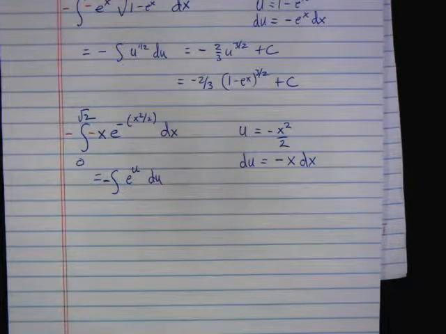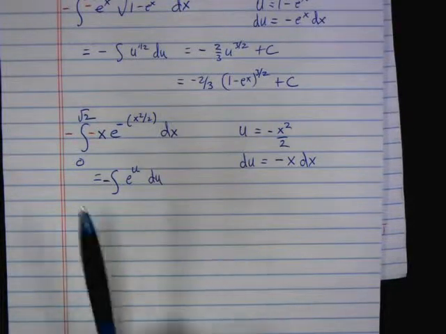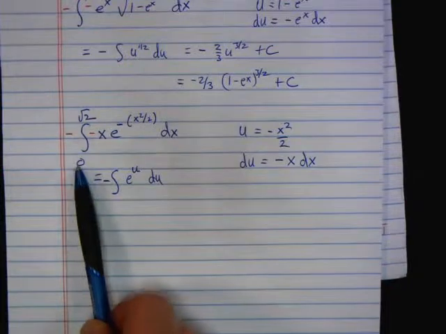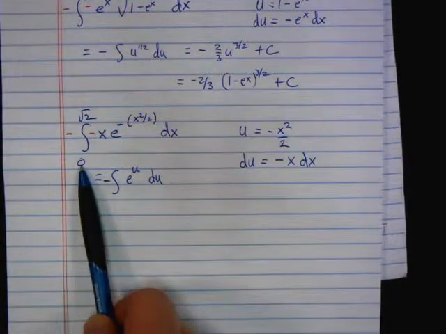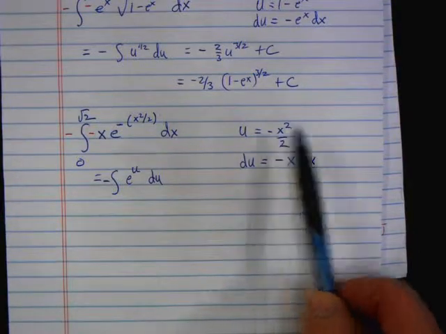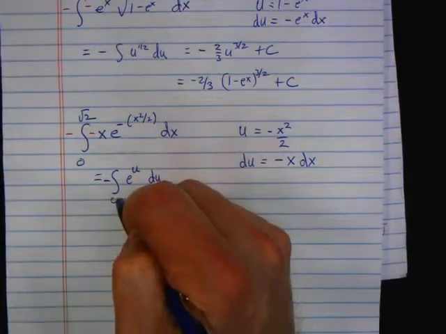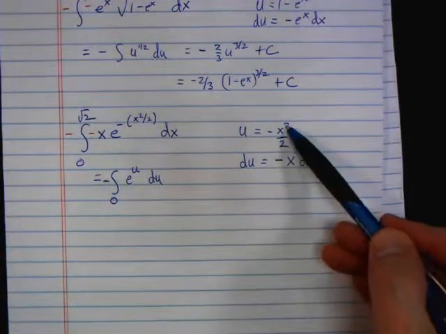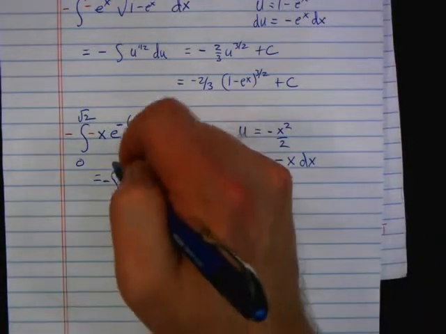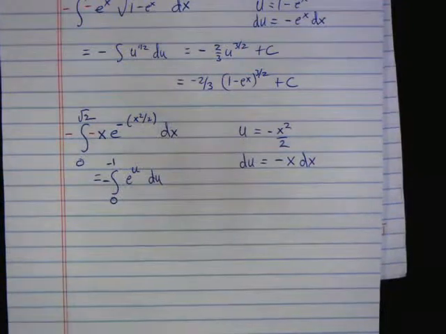And here's something I'm still seeing on some of the quizzes and things. People are not changing their bounds of integration. You've got to change your numbers. 0 to 1. Close. 0 to negative 1. Because if I plug 0 in, when x is 0, I do get 0. When I plug square root of 2 in, square root of 2 squared is 2. 2 divided by 2 is 1, but then I've got a minus. So it should be 0 to negative 1.